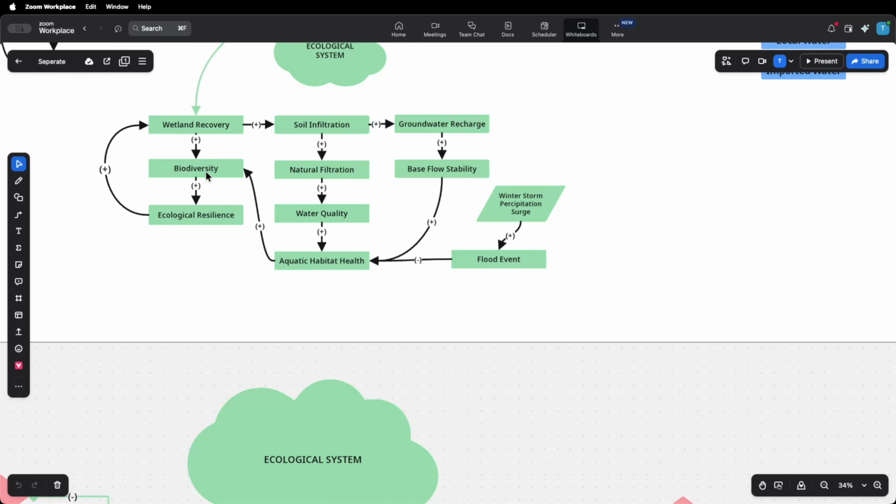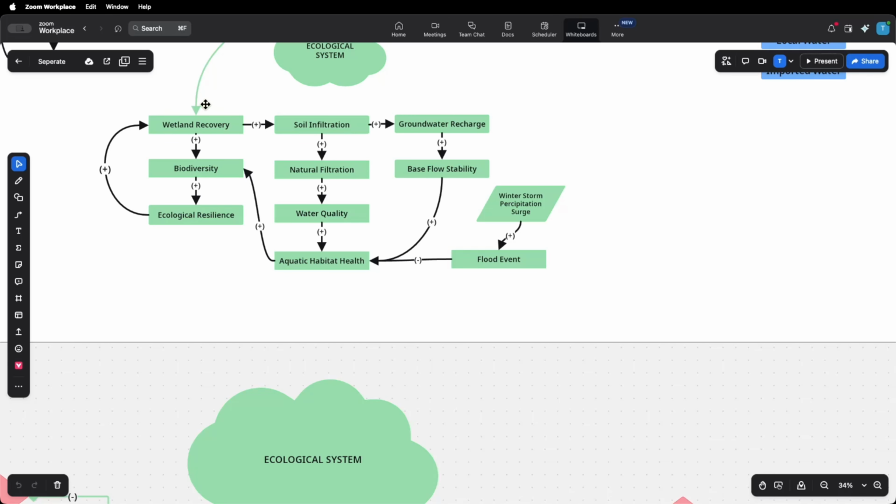Aquatic habitat health leads to biodiversity. Animals and plants can start surviving and calling it home. Yay. So plus biodiversity, what pertaining to the shark video we did. When you have a diverse population and diverse traits, it leads to ecological resilience. You know, the Black Death can't just come and wipe everything out or wipe out a main contributor. And because you have ecological resilience, that will now add to the wetland recovery.